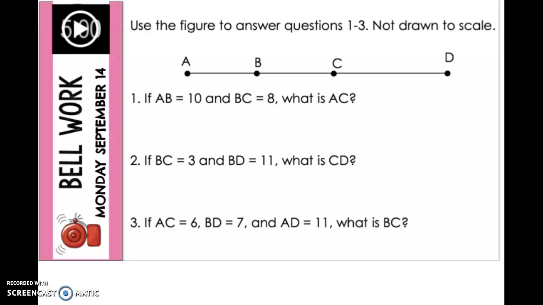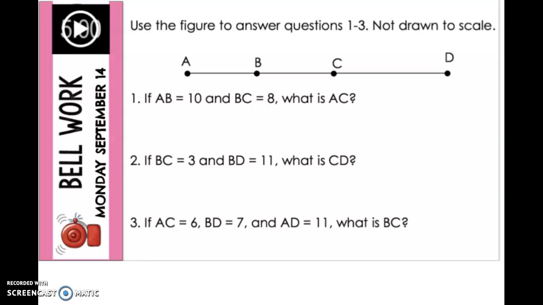Alright, today we are going to go over the answers to the Monday, September 14 Bell Work problems. So this says, use the figure to answer questions 1 through 3. The figure is not drawn to scale. So number 1, if segment AB equals 10 and segment BC equals 8, what is AC?